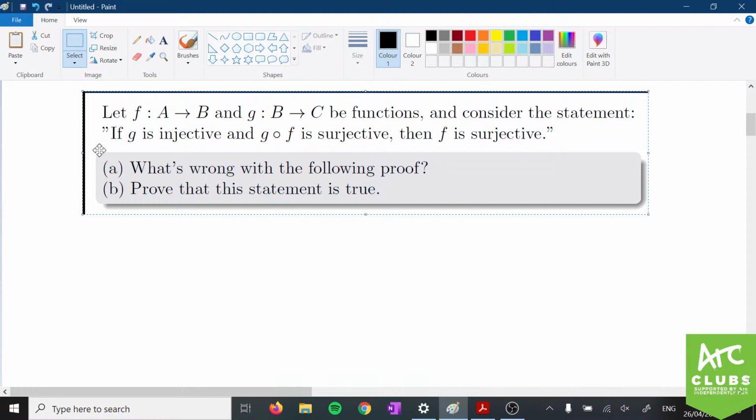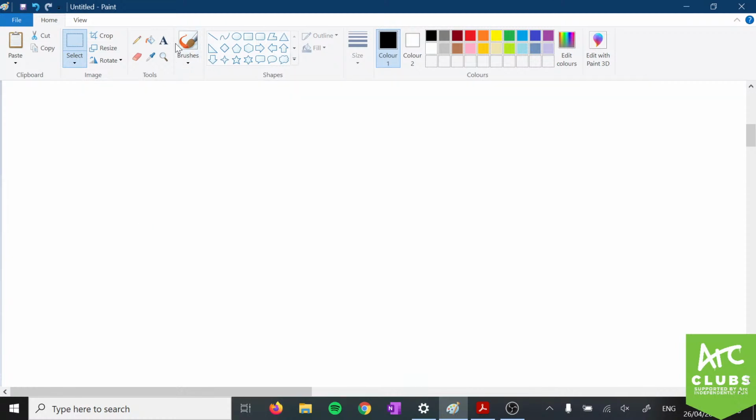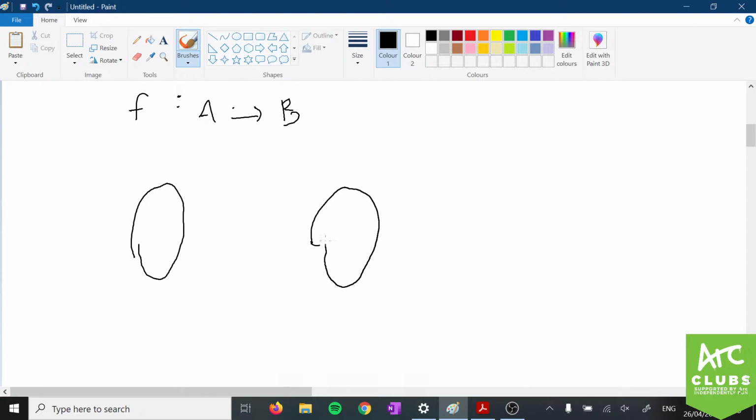Before we jump in, we should revisit the definitions of an injective function and a surjective function, right? So what does it mean for a function f to be injective? Let's say we have a function f from A to B. What does it mean for this to be injective? Well, let me draw the sets out first. So f is from the set A.